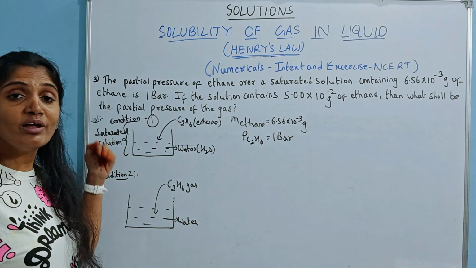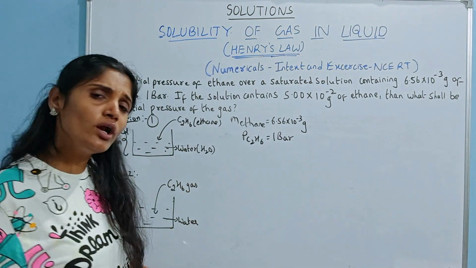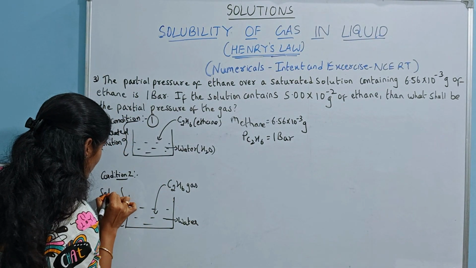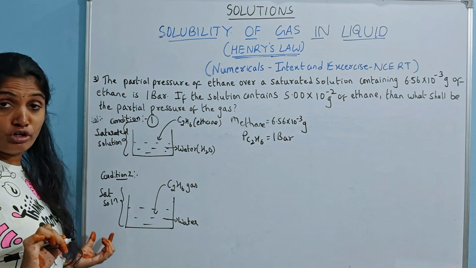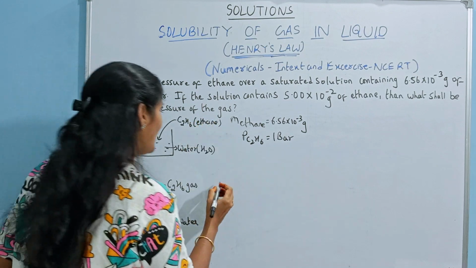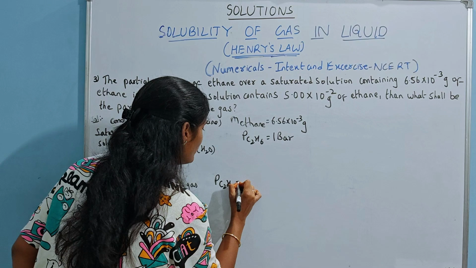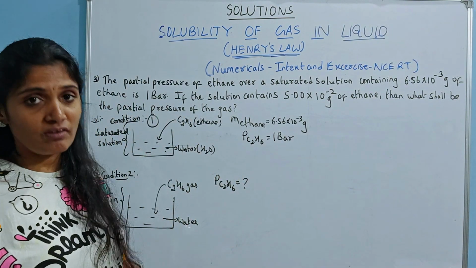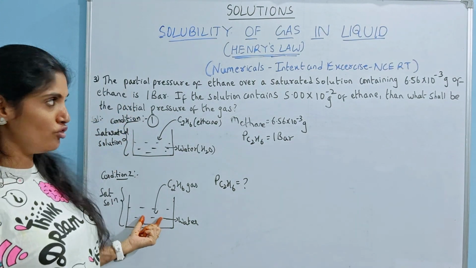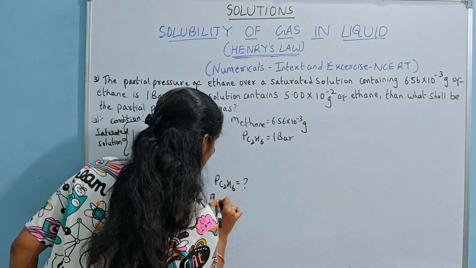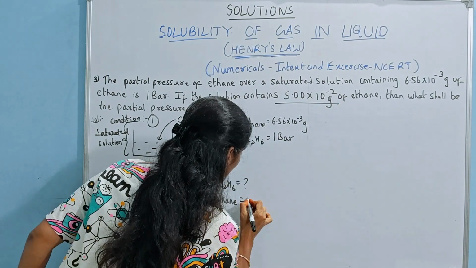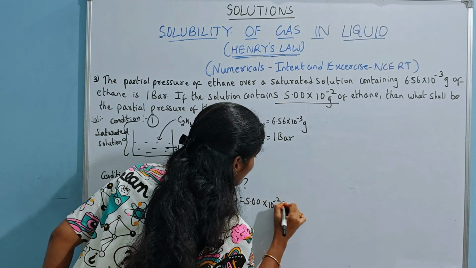Now he is saying we have passed ethane gas into water till the saturated solution is made. So this solution is also a saturated solution. Here, in the previous case, the pressure of ethane was given. In this case, the pressure of ethane is not given. But he has given the mass of ethane in this saturated solution. What is the mass of ethane in the saturated solution? 5.00 × 10^-2 grams.